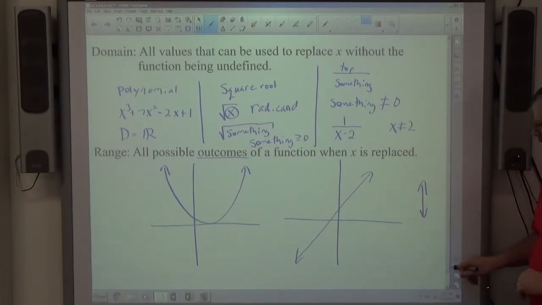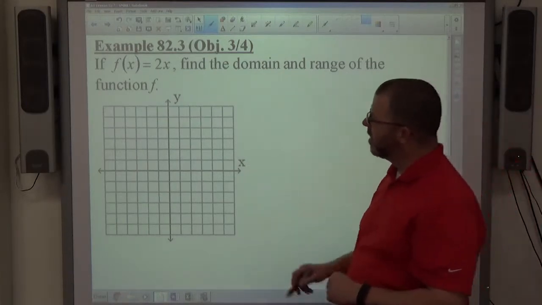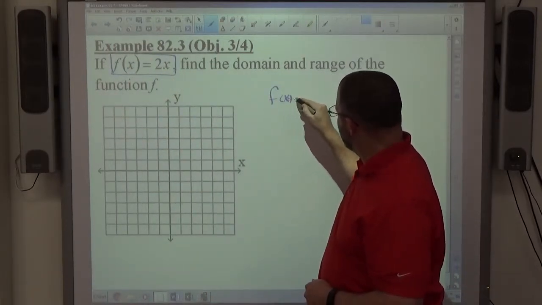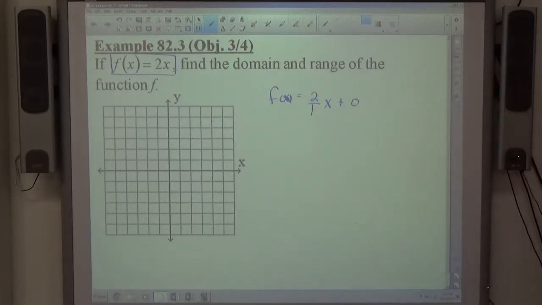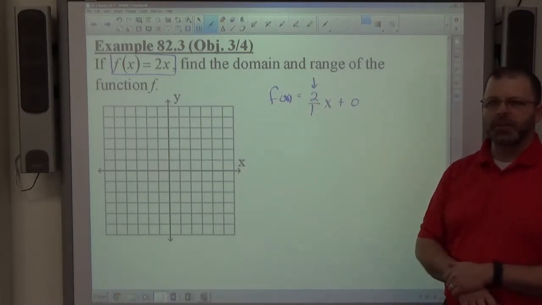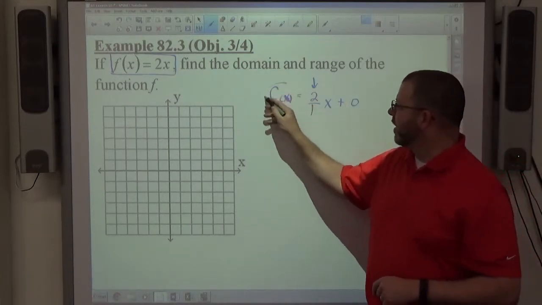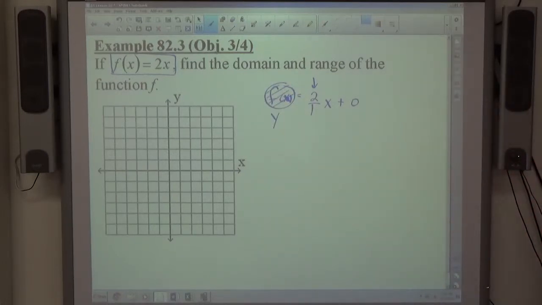All right, and on that note, find the domain and range of the function f, where f of x equals 2x, which by the way is the equation of a line. So let's take a look at this. F of x equals 2 over 1x plus 0. I created that slope-intercept form we've been becoming familiar with. I made my slope a fraction because slope's better as a fraction than a whole number. And I made sure the plus 0 is there because that's my y-intercept. And f of x is just a fancy way of saying y. You really get down to the bare bones of this. That's all f of x is, just y.